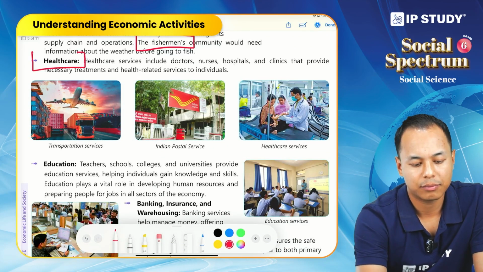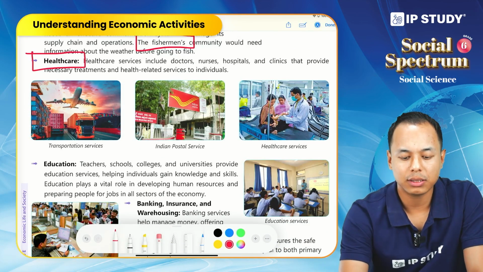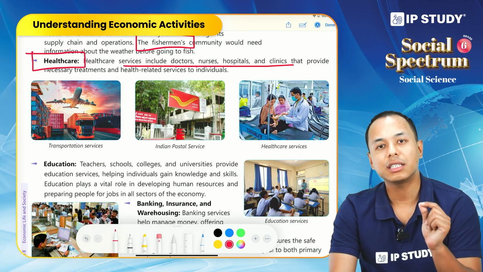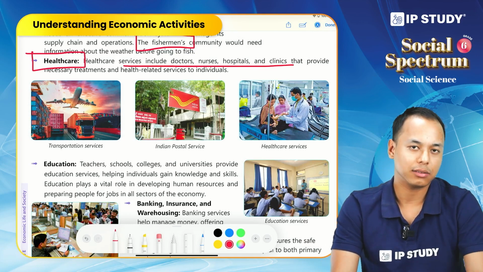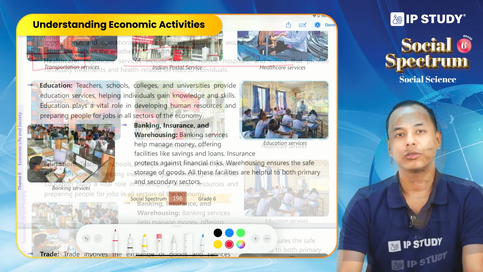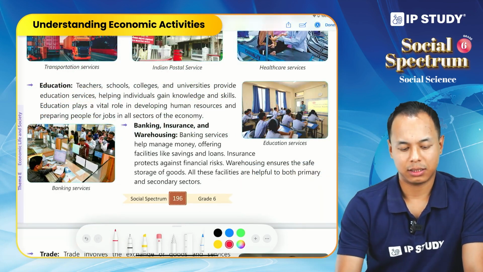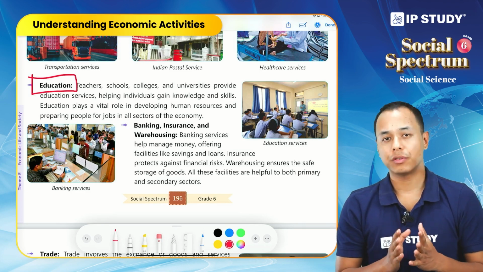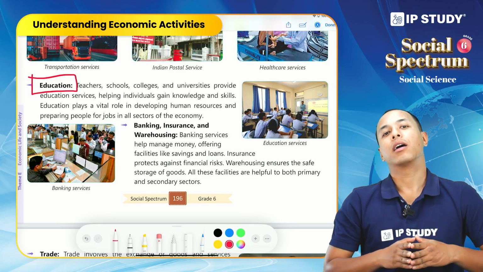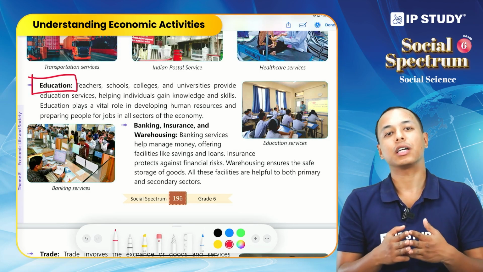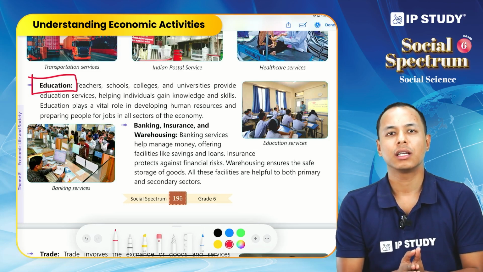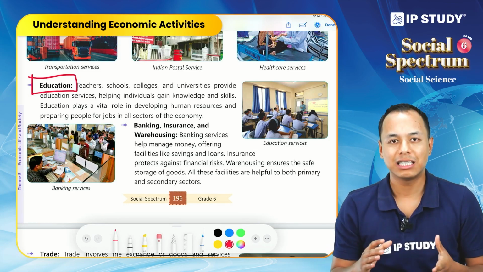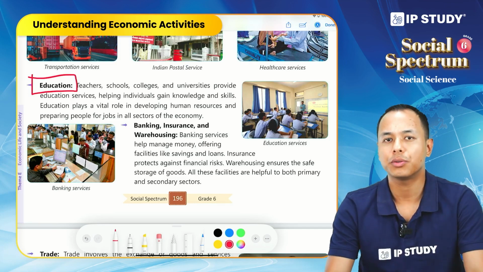Thirdly is healthcare. Healthcare services are very important because they include doctors, nurses, hospitals and clinics. They provide necessary treatment and health-related services. Now let us discuss another tertiary sector activity, that is education. Teachers, schools and universities make sure that education services are provided to the coming generation. They nurture students with skills and knowledge so that they can further contribute to the economy.